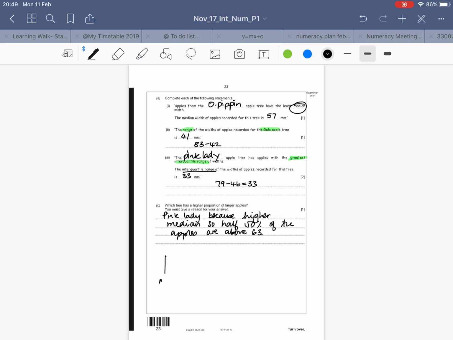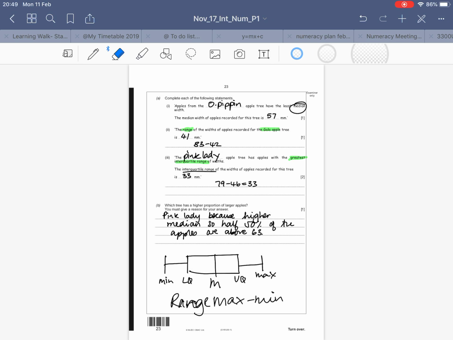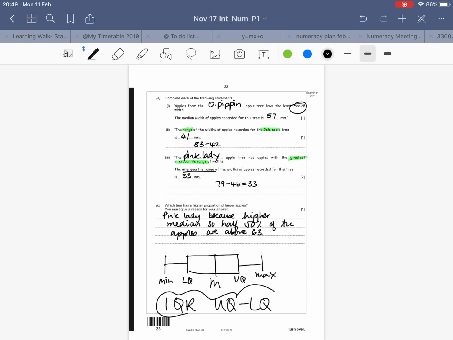And on that box I'm just going to plot minimum, lower quartile, median, upper quartile, maximum. Range, max, take away min. IQR, upper quartile, take away lower quartile. You need to learn these, year 11. They're going to come up in your numeracy exam.